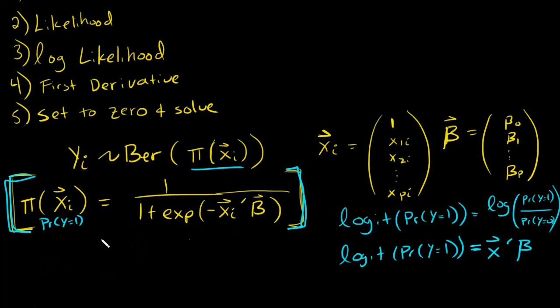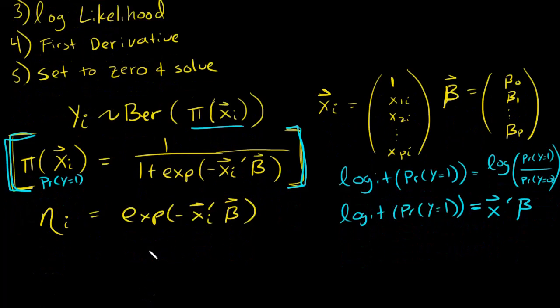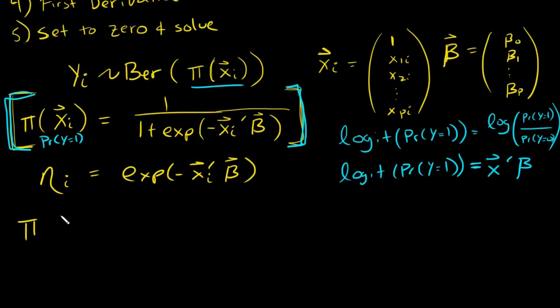Okay, setting up notation still, so that I can be a little bit lazy and not have to write exp of negative xi transpose times beta so many times, I'm just going to call that nu i. That's just for convenience as I'm doing this derivation. So now I have the probability that y equals 1, or pi of xi, equals 1 over 1 plus nu i. All right, so that's my notation. This is number 1, all of my notation.